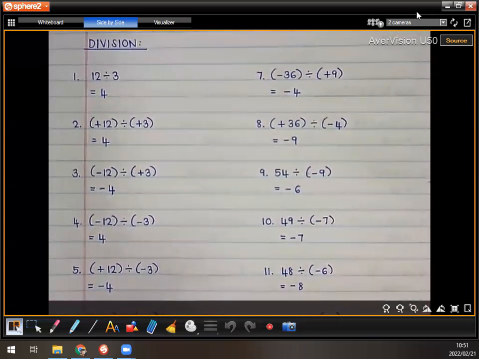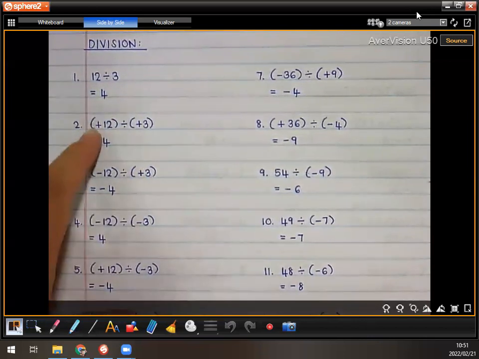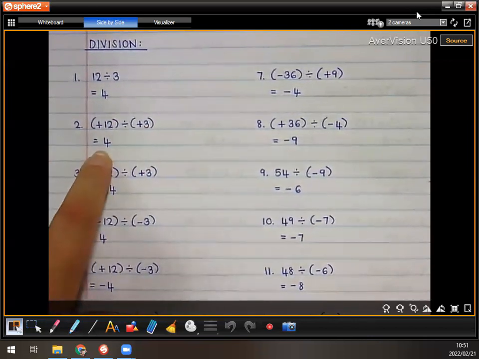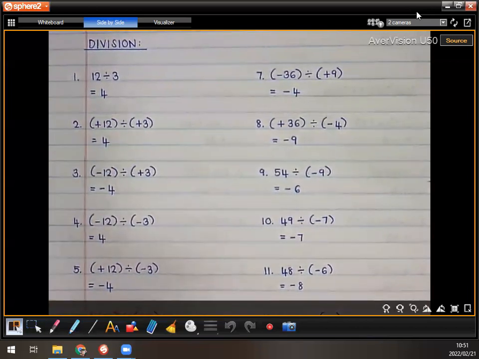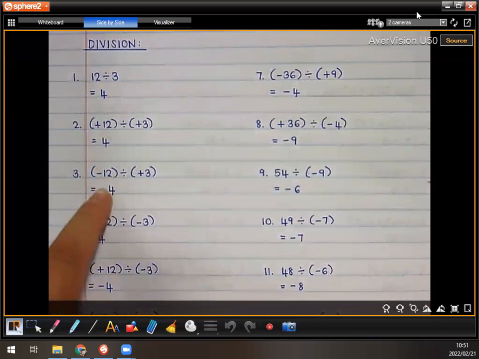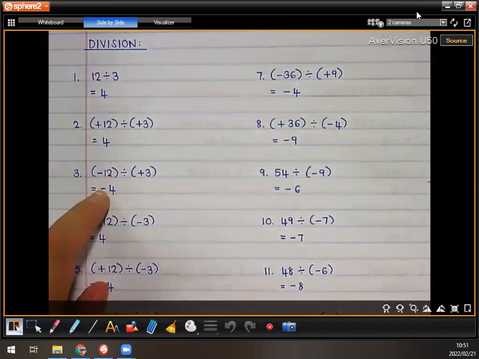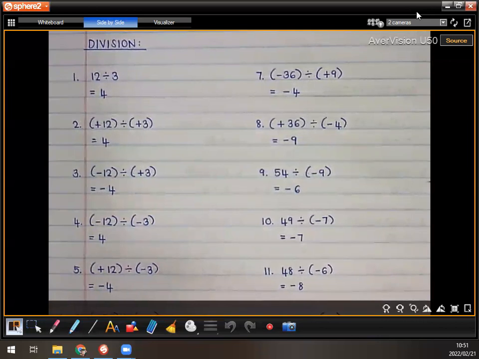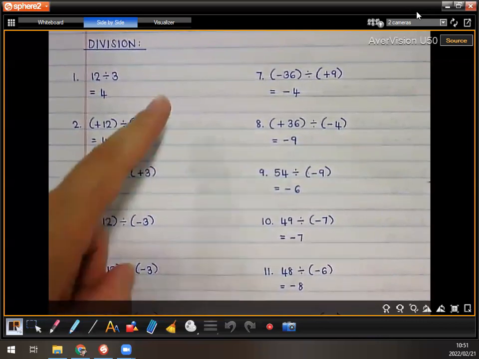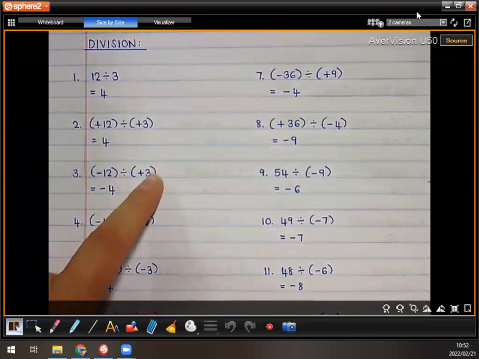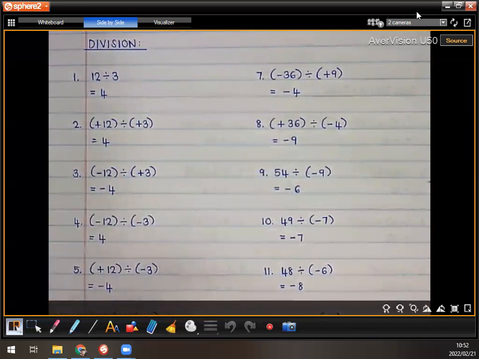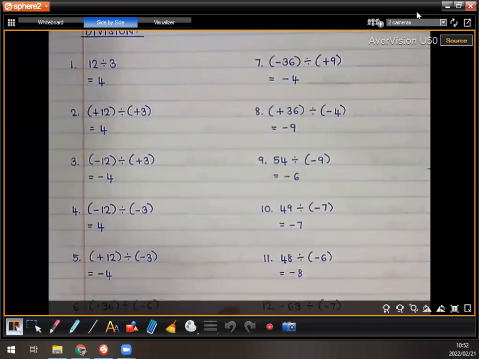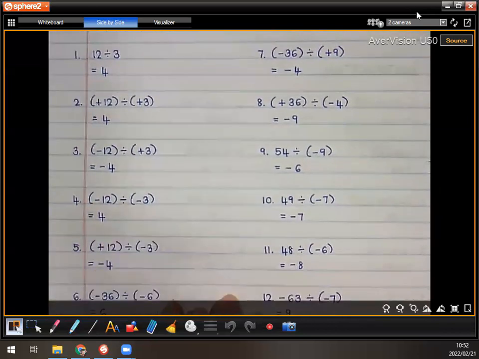Same thing, guys. Positive divided by positive is a positive. So 12 divided by 3 is positive 4. Again, here, positive divided by positive is a positive, and then you just do 12 divided by 3, which is 4. In number 3, a negative divided by positive is a negative. The division rules are exactly the same as the multiplication rules. So the answer is negative, and then you say 12 divided by 3 is 4. For number 4, negative divided by a negative is a positive, and 12 divided by 3 again is 4.